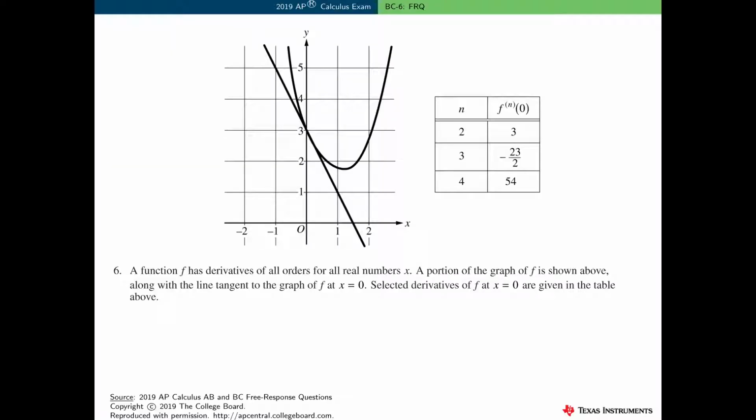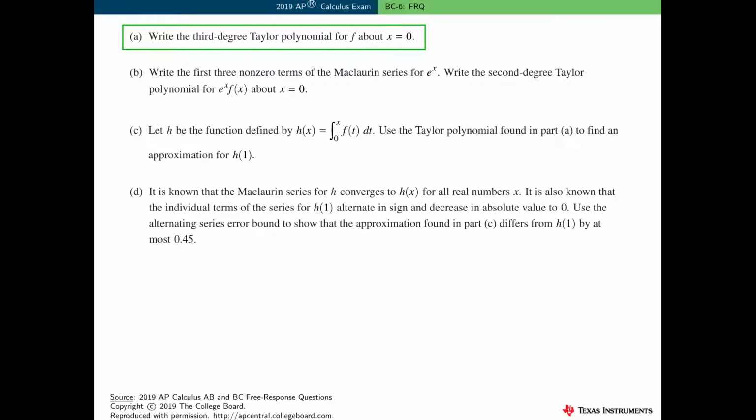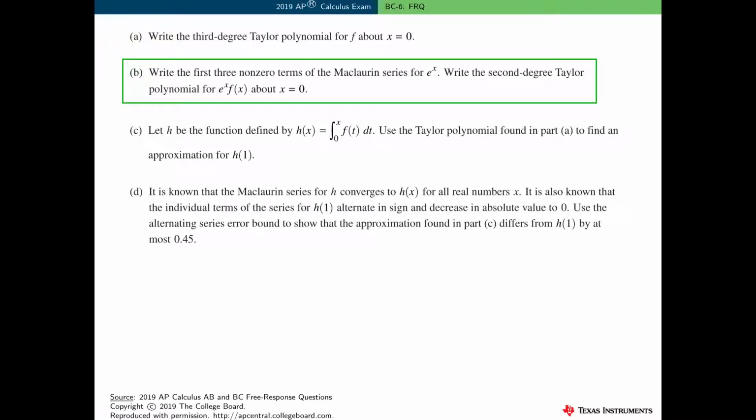This free response question involves a function f with derivatives of all orders. A portion of the graph of f is given, along with the tangent line to the graph of f at x equals 0. And there is also a table given which lists selected derivatives of f at x equals 0. In Part A, we need to use the information given to write the third-degree Taylor polynomial for f about x equals 0. In Part B, we need to start by writing the first three non-zero terms of the Maclaurin series for e to the x.